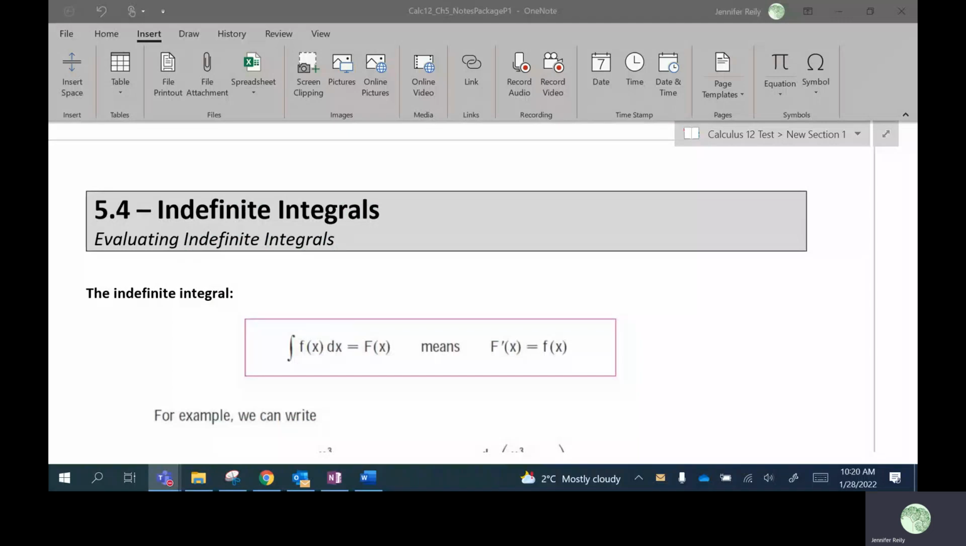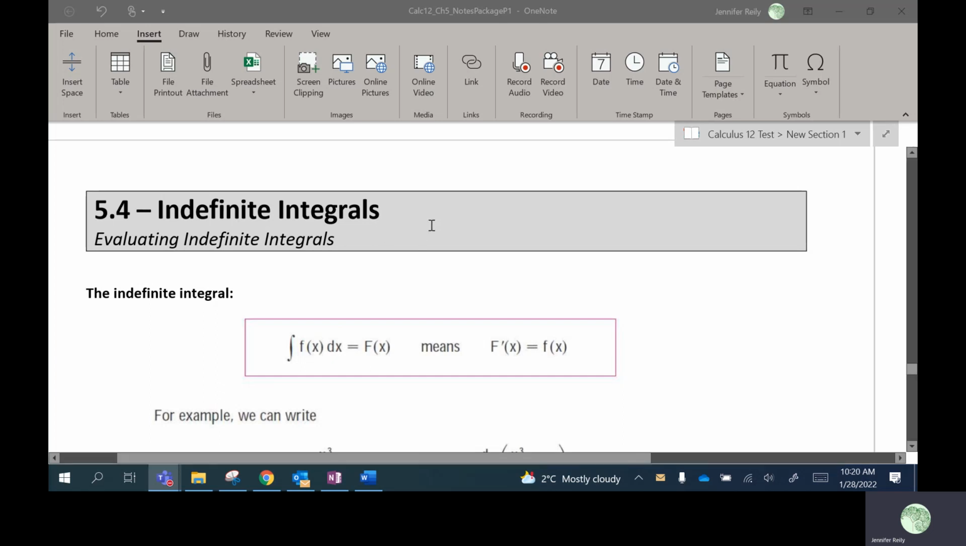All right. Hi, everyone. This is lesson 5.4, part 1, only doing indefinite integrals today. There is another section to this chapter section, and it's going to be done when we do chapter 6. Okay, so 5.4, indefinite integrals. There's not a lot new today, actually. Just kind of a review of what an antiderivative is.